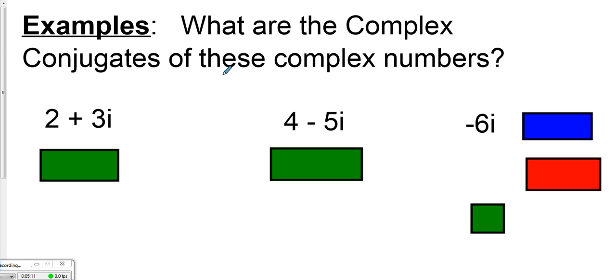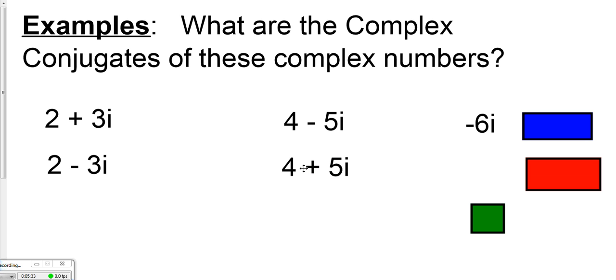So what are the complex conjugates of each of these complex numbers? So again, if you have the real part and the imaginary part, it's always just the opposite of the imaginary part. So for this one, it would be 2 minus 3i, right? The 2 stays the same. It's this sign that would change. For 4 minus 5i, it would then be 4 plus 5i. These would be complex conjugates of each other.